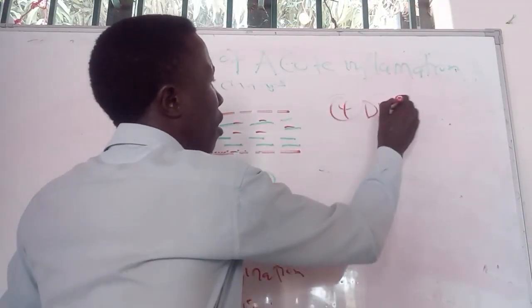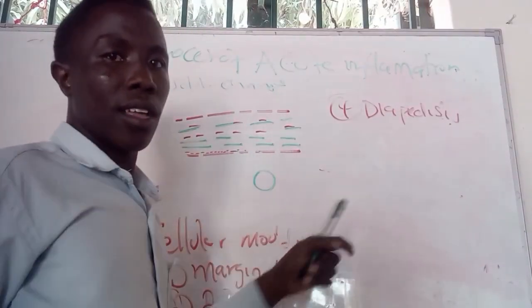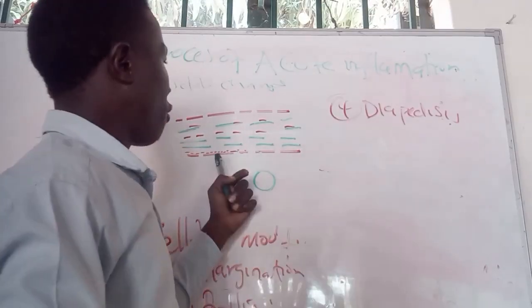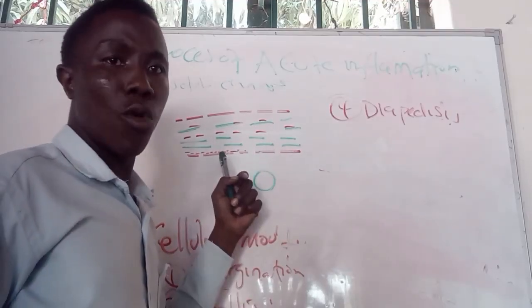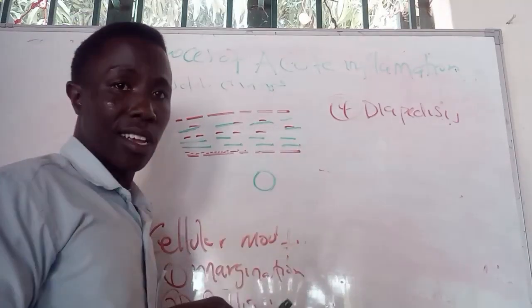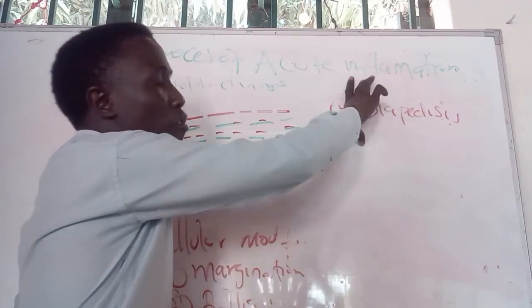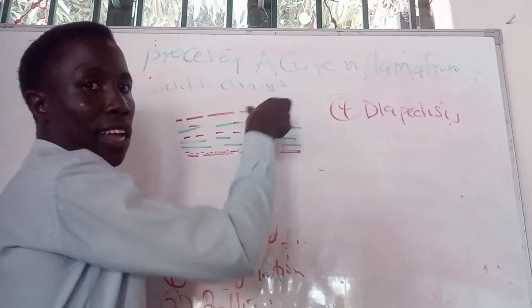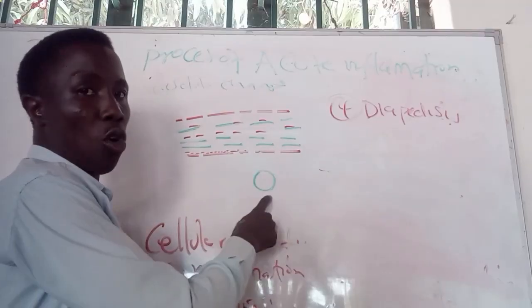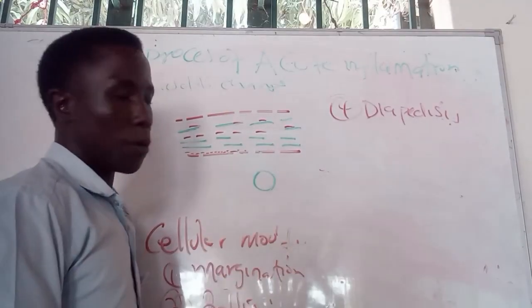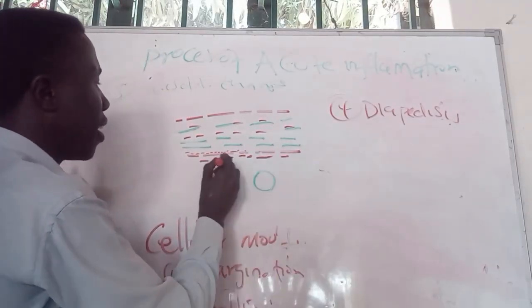The fourth one is what we call diapedesis. Diapedesis, by definition, is the movement of these inflammatory cells, or the white blood cells, across this endothelium lining of the blood vessel towards the site of the antigen. That's diapedesis. So after these white blood cells have crossed, now you see them, they are outside the blood vessel.